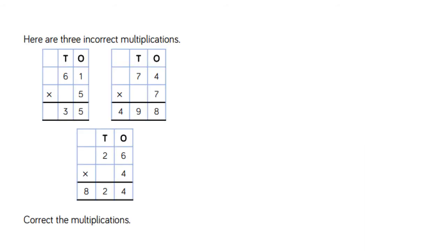So here are 3 incorrect multiplications. That means they're wrong, okay? You've got 61 times 5 and the person's saying that's 35. You've got 74 times 7 and the person's saying that's 498. And you've got 28 times 4 and they're saying that's 824. Your job is to correct the multiplications. Now the way you're going to do this is by working them out again yourself and laying them out carefully so you've got the digits in the correct place value columns.